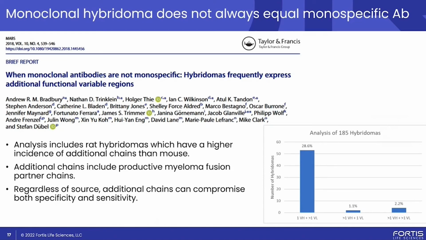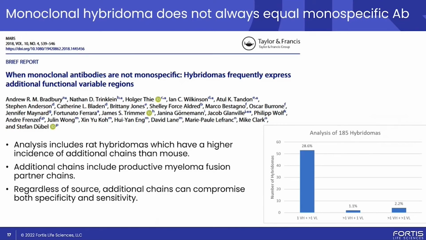It does include rat hybridomas, which have a higher incidence of additional chains than mouse, so that skews the data a little. And it includes additional chains that came from the myeloma fusion partner. So some of the earlier myelomas that were used produce and secrete their own light chain. And so that can compromise things. Regardless of where the additional chains come from, it's important to realize that these additional chains can assort with the chains of the desired antibody.